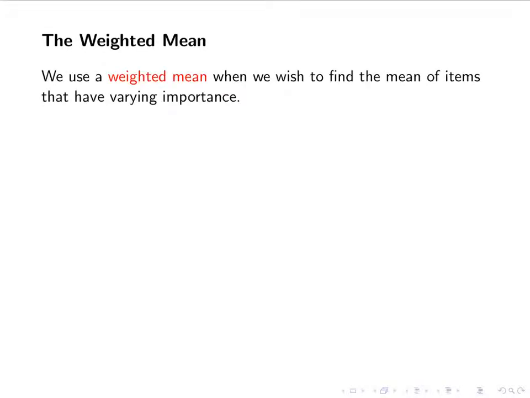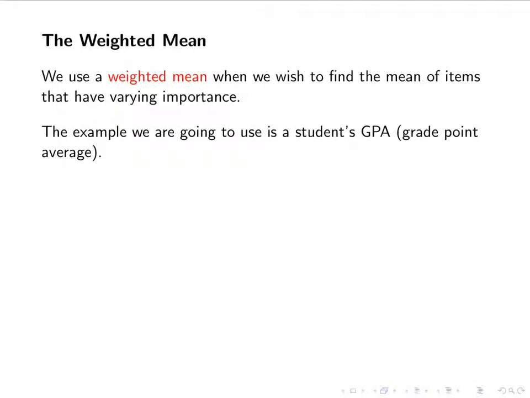The weighted mean is used when we want to find the average of something, but those things have different weights or importances. The example we're going to use is students' GPA, which stands for grade point average.